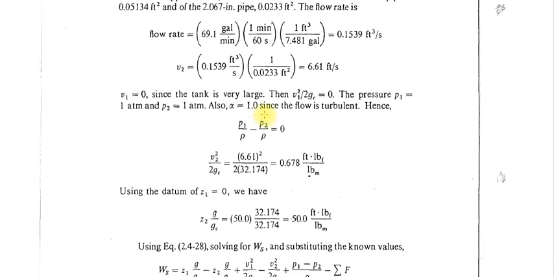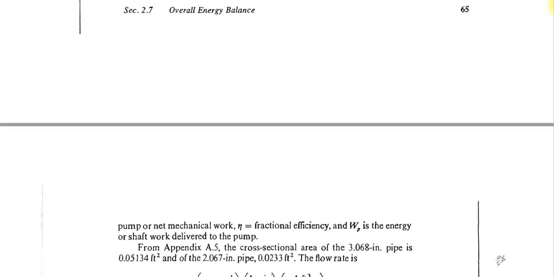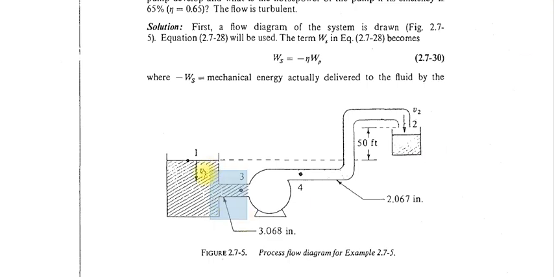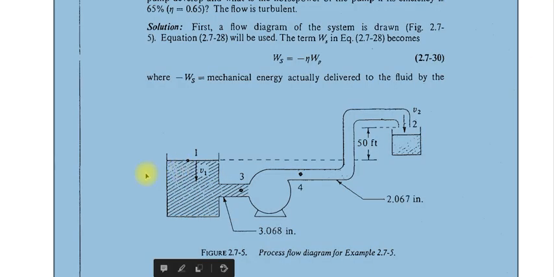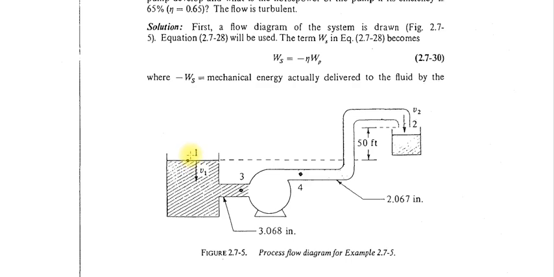Now the flow is turbulent. We assume that means alpha is 1, v1 is 0. Why is v1 0? Now you have to understand this problem a little bit more. Here we assume that v1 is 0. Why? Because here the cross sectional area is very large. So when fluid flows from here to here, the change in cross sectional area is very low. So the velocity of fluid at this point is 0.